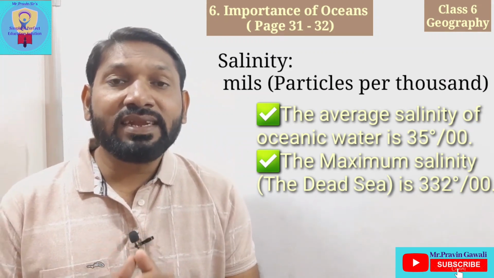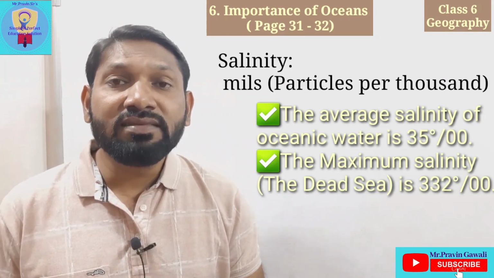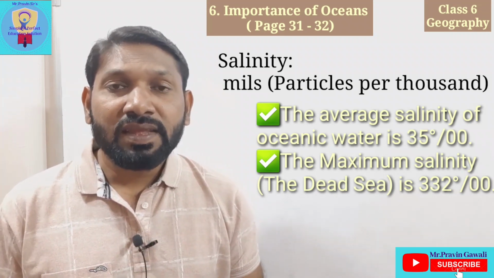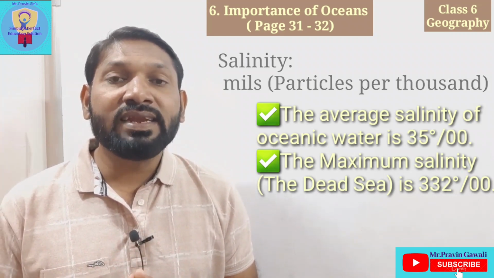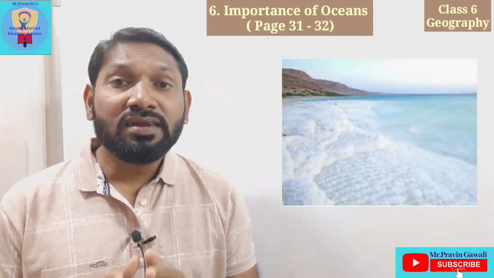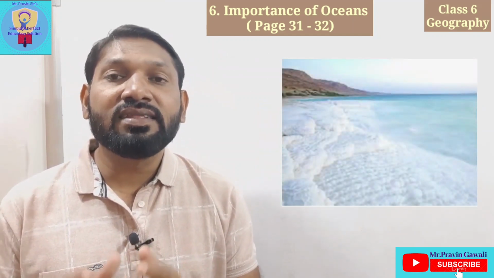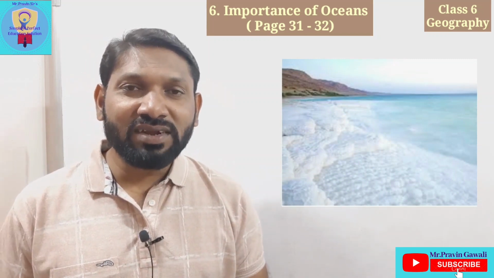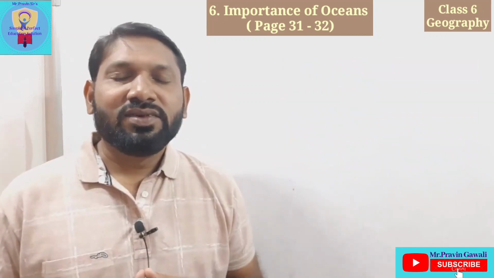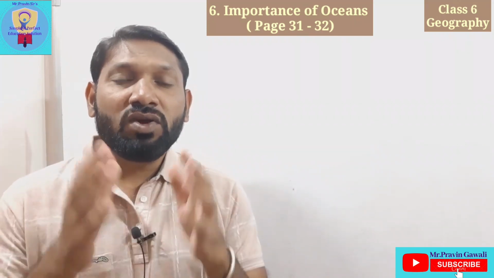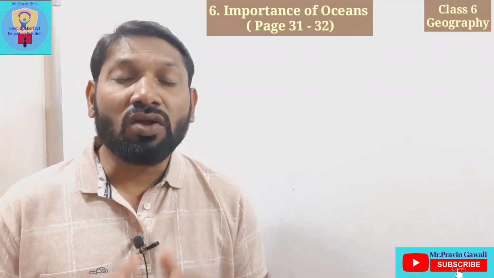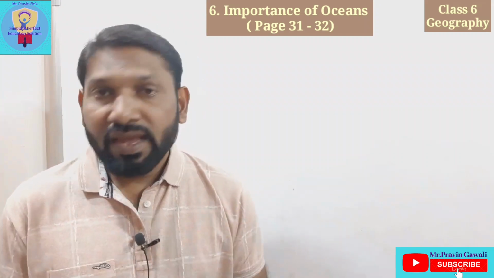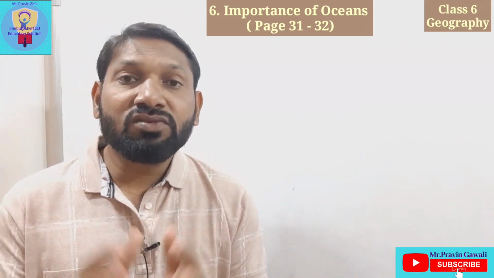The average salinity of the oceanic water is 35 particles per thousand, and the maximum salinity of water is in the Dead Sea, that is 332 particles per thousand. Okay student, have you understood this much? Very good. Students, just now I told you that we obtain salt from the salty water of ocean. Salt as a substance is obtained by constructing the salt pans.